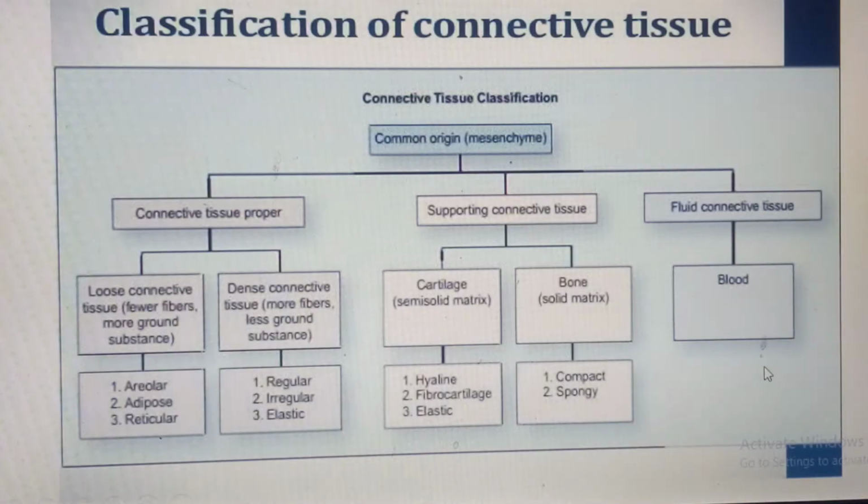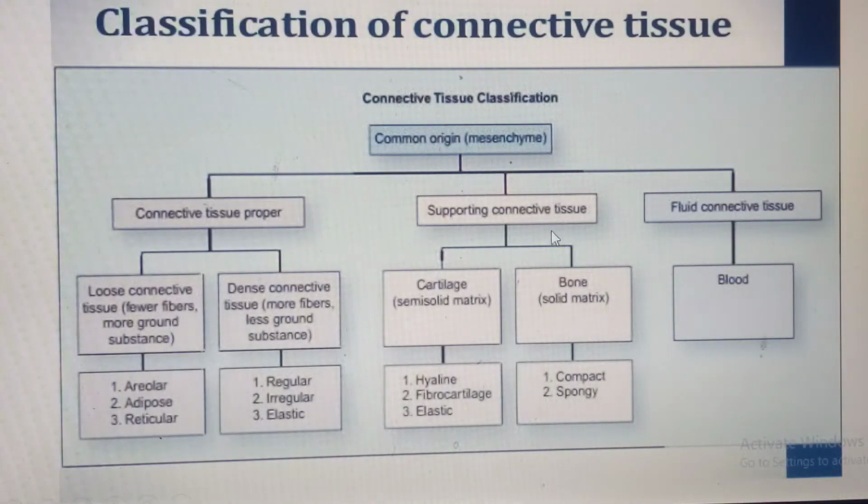So in another classification, what we see is that we have the fetal connective tissue or the embryonic type, which is going to give rise to the adult form. They have a common origin, being the mesenchyme. I told you mesoderm, and from that we are going to have connective tissue proper, supporting connective tissue, and then the fluid type of connective tissue. If it is fluid, it is blood or lymph, for instance.